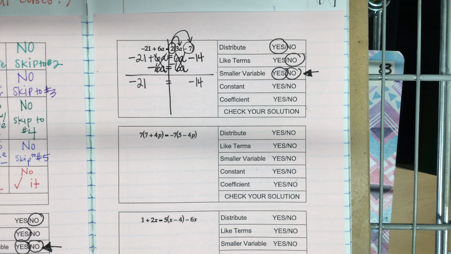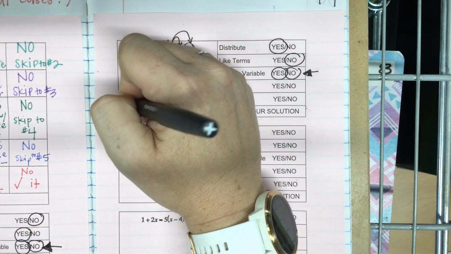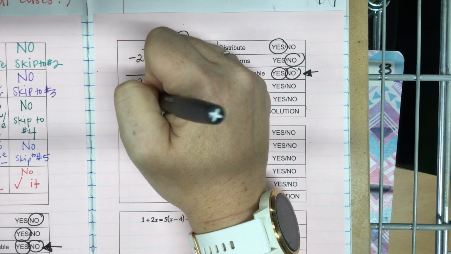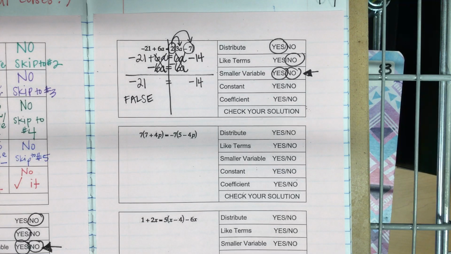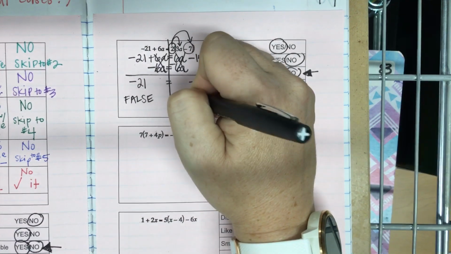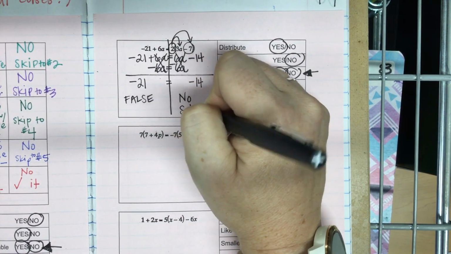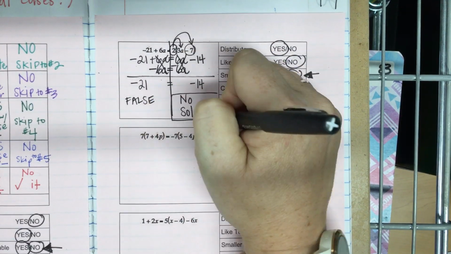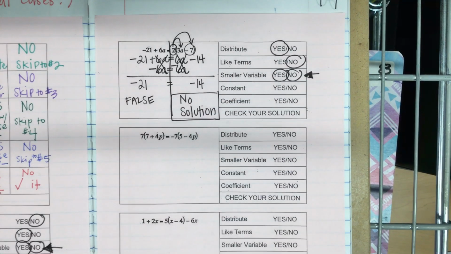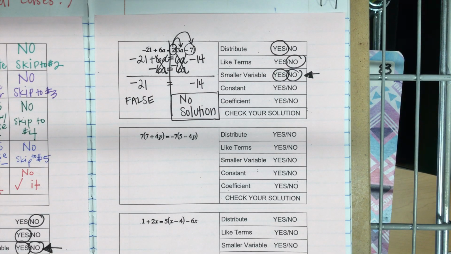So instead of every single number working, guess what? No number works. This is called a no solution. This is called a no solution. There is no number that would ever work.